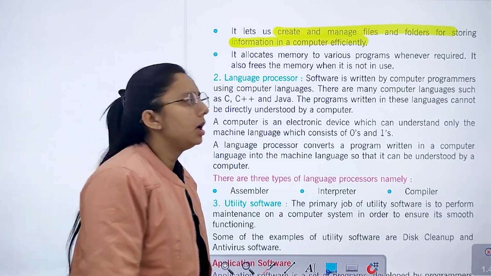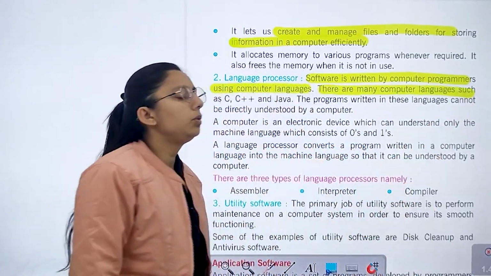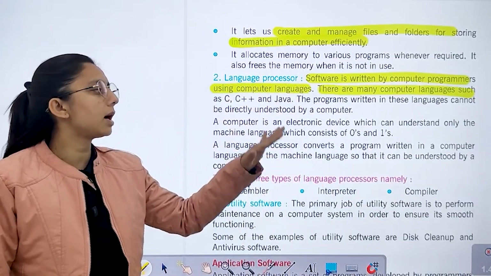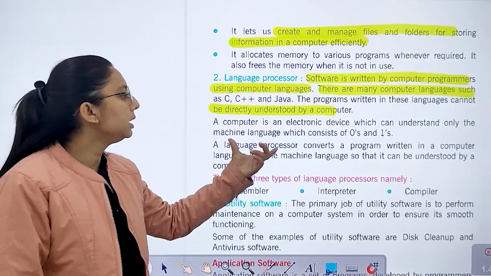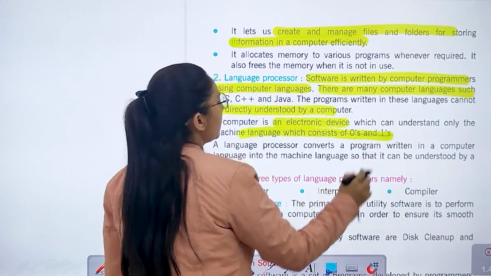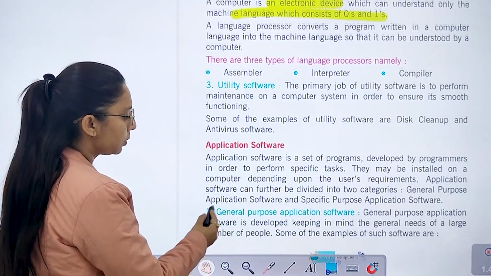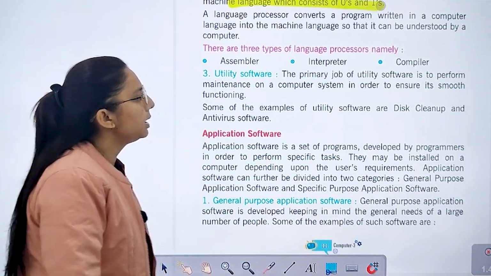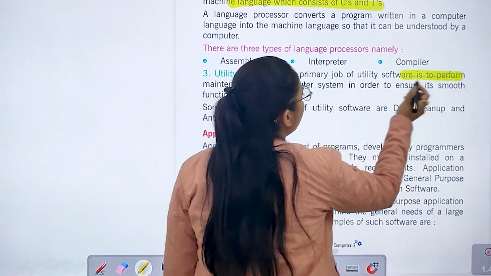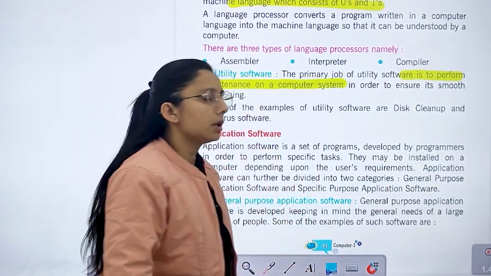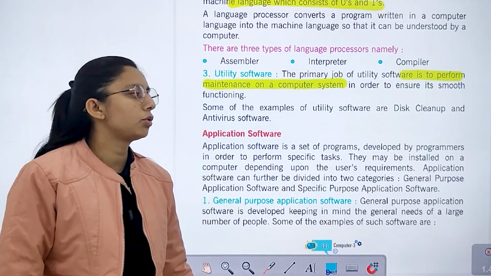Next is language processor. Software is written by computer programmers using computer languages. There are many computer languages like C, C++, Java, and these languages cannot be directly understood by an electronic device, which only understands machine language that contains 0 and 1. Now there are three types of language processor. What are these? Assembler, interpreter or compiler. Then we have utility software. Its primary job is to perform maintenance, so that our computer can work smoothly.